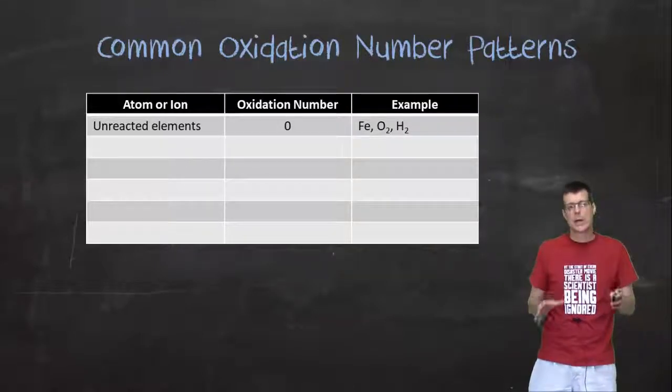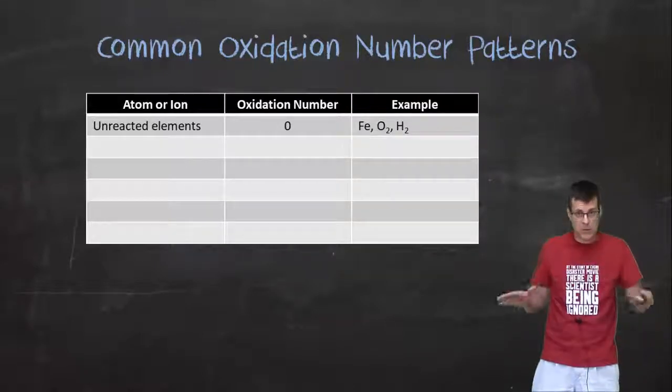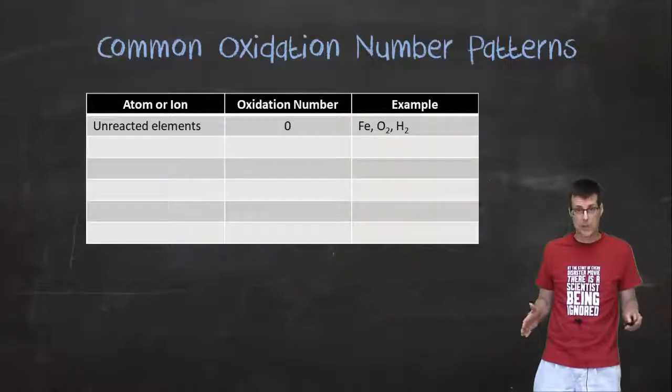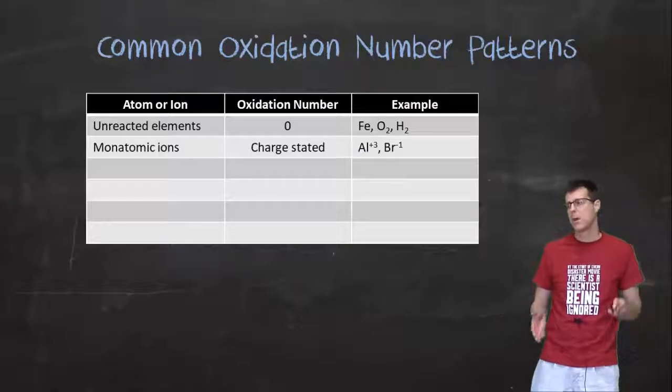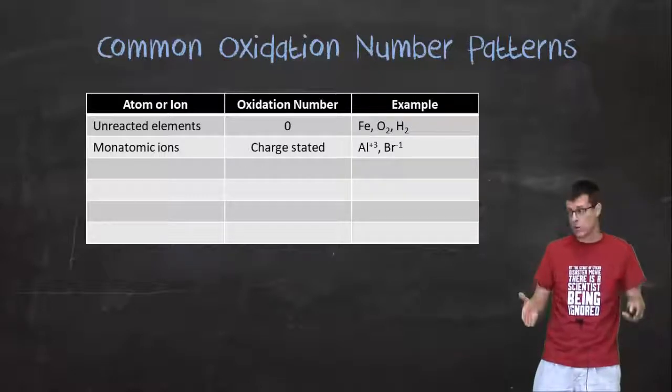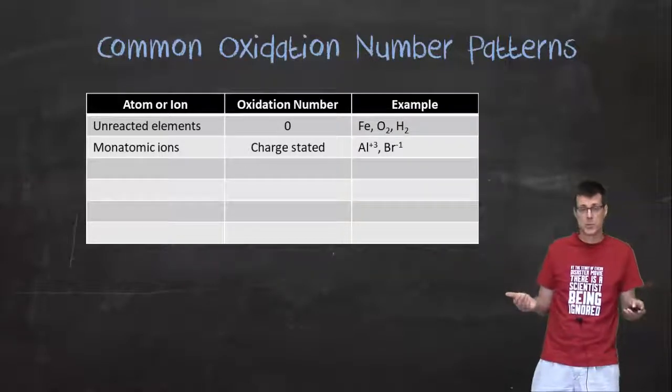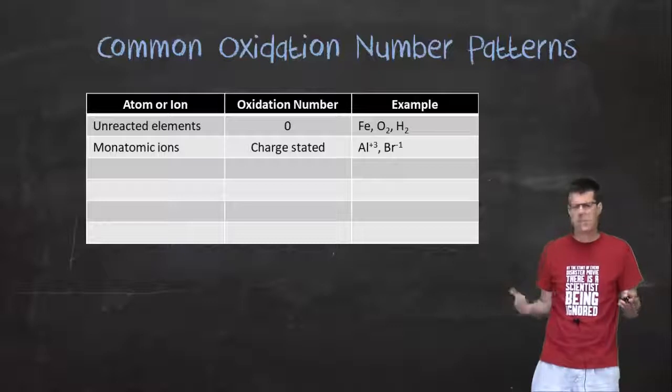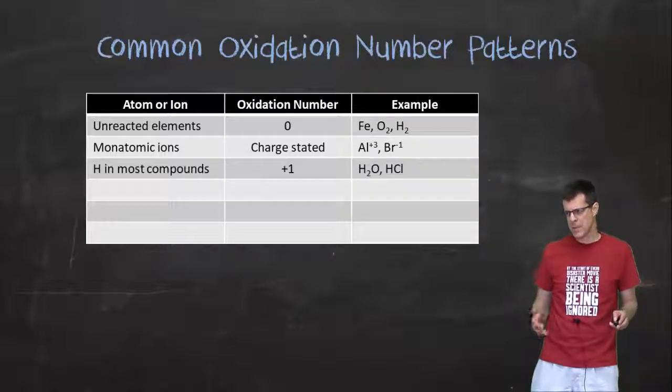Any unreacted element that's not in a compound, that's not formed an ion, will automatically have an oxidation number of 0. It's neutral. Any monatomic ion, so chloride, oxide, sodium ion, potassium ion, those will be whatever the charge is. So I've got aluminum +3. So that's all stuff that you've known for a long time.